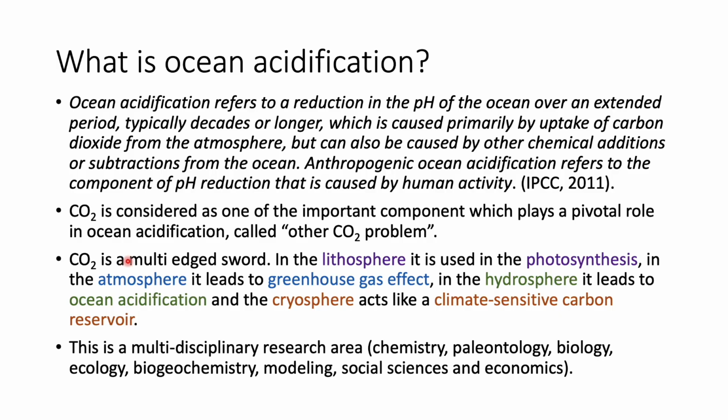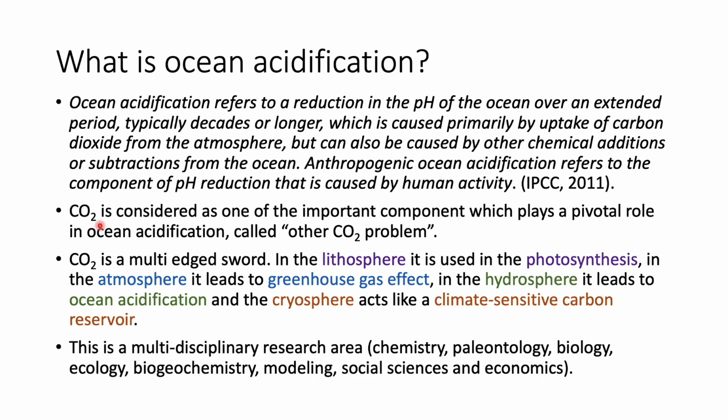The IPCC 2011 definition says ocean acidification refers to a reduction in the pH of the ocean over an extended period, typically decades or longer, which is caused primarily by uptake of carbon dioxide from the atmosphere, but can also be caused by other chemical changes or additions to the ocean. Anthropogenic ocean acidification refers to the component of pH reduction that is caused by human activity. So this is the main definition from the IPCC about ocean acidification.